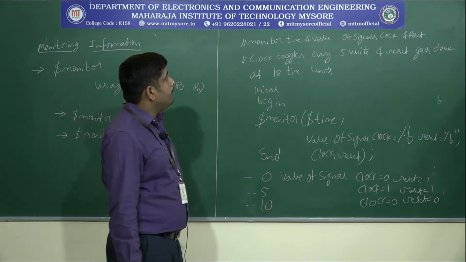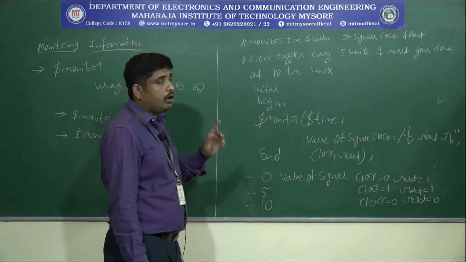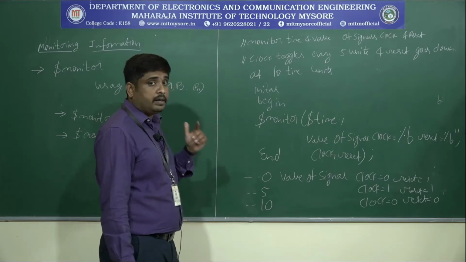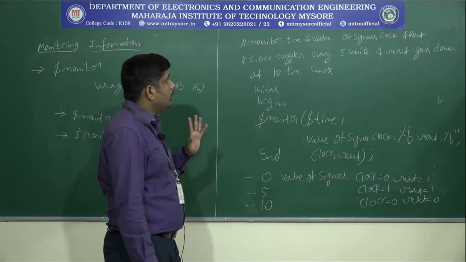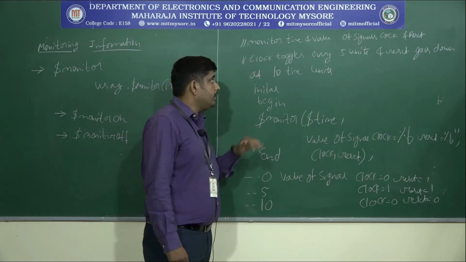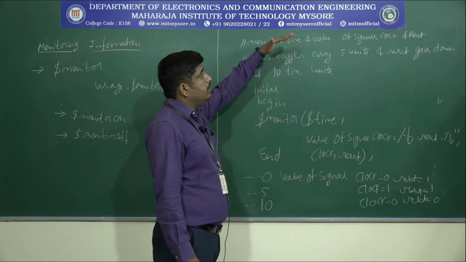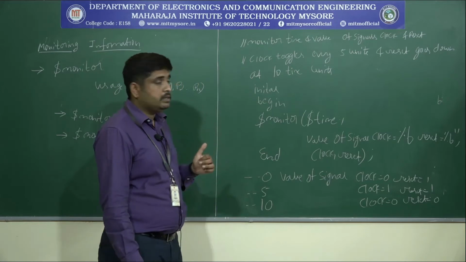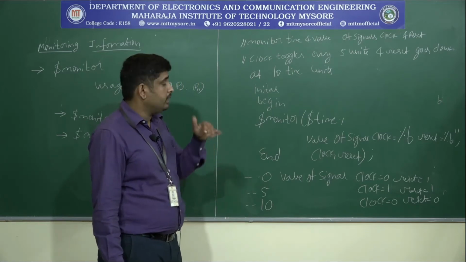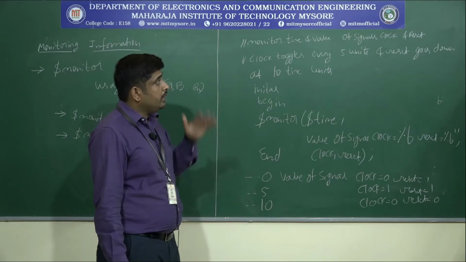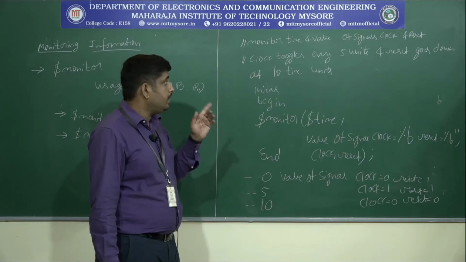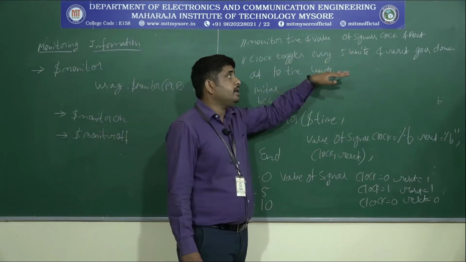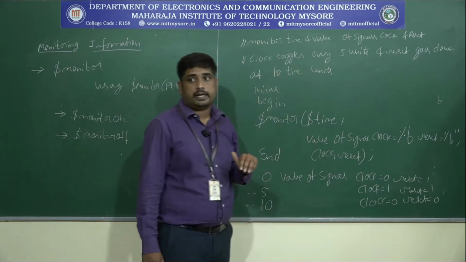Here our aim is to monitor the time and the value of signals, clock and reset. So we have to monitor time as well as value. What is the agenda here? The clock toggles every 5 time units, meaning every 5 nanoseconds the clock toggles, and reset goes down at 10 time units. So the clock changes every 5 nanoseconds, and reset goes down at 10 nanoseconds. That is the aim.